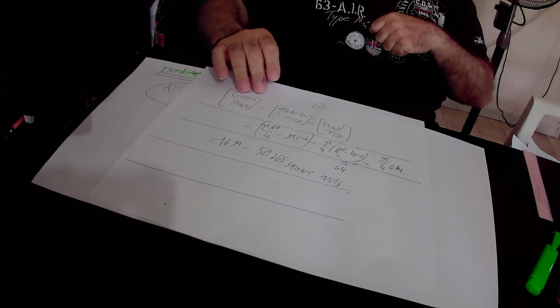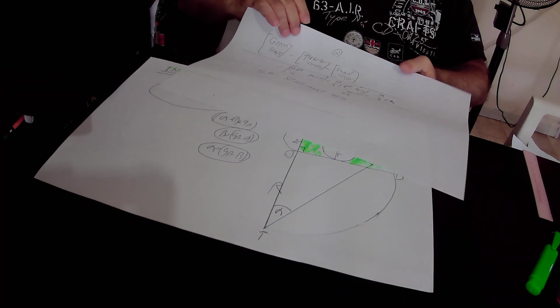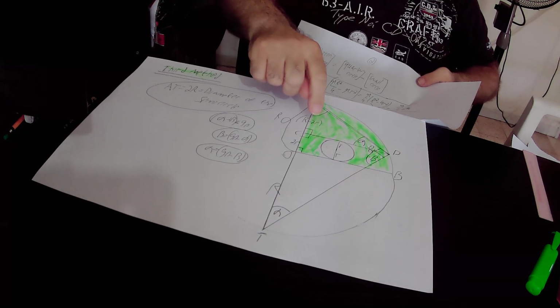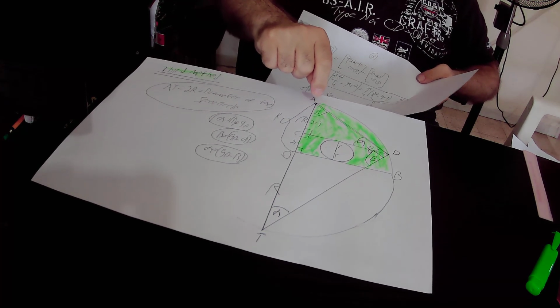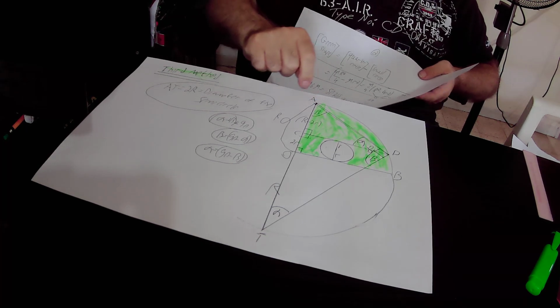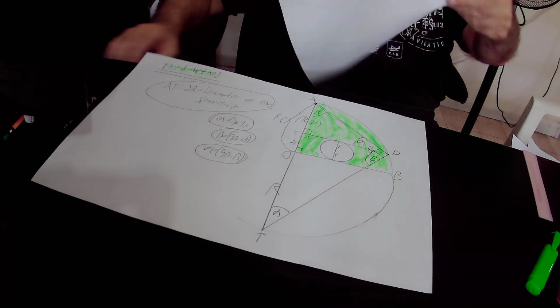Okay, so in all three methods, we found out that the area of this green shape equals either 16 pi square units, or in terms of numbers, it is equal to 50.265 square units. Okay, thank you very much.